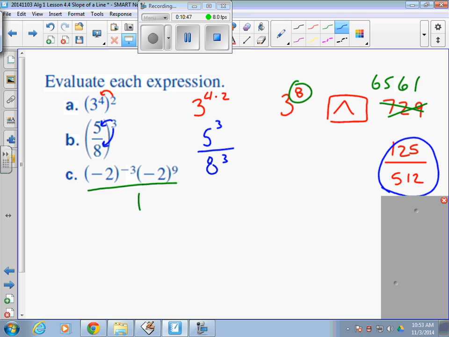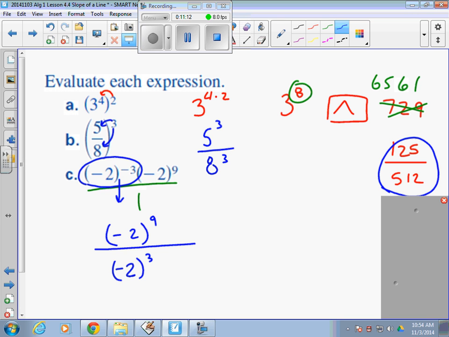What's being raised to the negative exponent is this. So when it rides the elevator, it goes down. Now it's at the bottom of the fraction. It's still negative 2. That doesn't change. But the negative third power becomes the positive third power. So what you have now is negative 2 at the top being raised to the ninth power over negative 2 being raised to the third power.